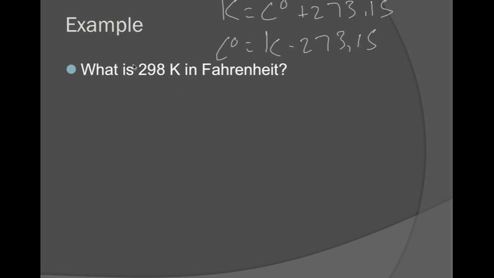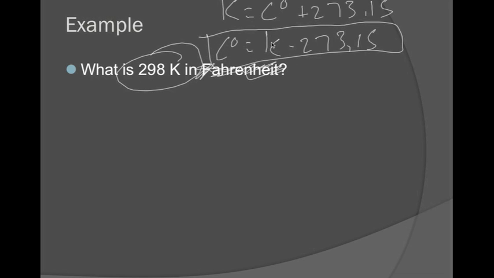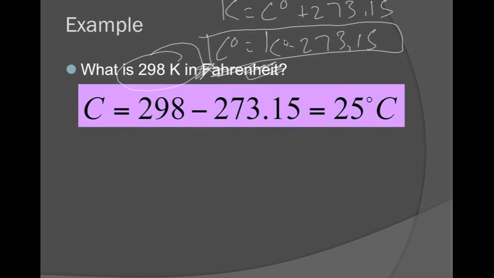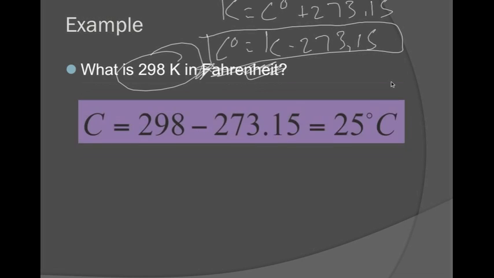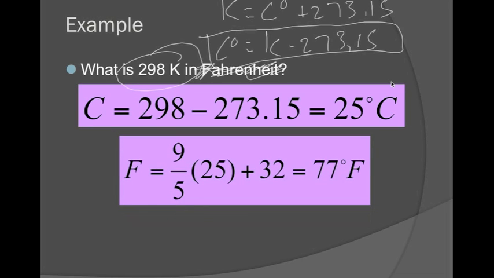So looking at this one, we have 298. We have a Kelvin temperature, and we want to take it basically just to Celsius, not to Fahrenheit. We'd use this equation because we have Kelvin, and we put whatever we have in the equation. So we'd end up with Celsius equals 298 minus 273.15, and we would get right around 25 degrees Celsius. If we wanted to take that to Fahrenheit, all we'd have to do is just plug that Celsius temperature into the Fahrenheit equation.